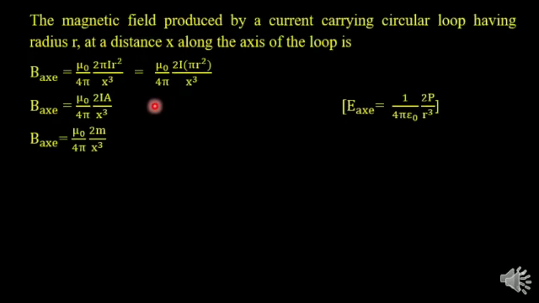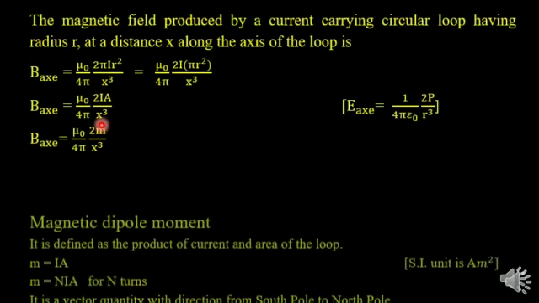Since a current carrying conductor behaves like a magnetic dipole, this is the expression for the magnetic field at a point on the axial line of the magnetic dipole. So, we can compare this equation with the electric field at a point on the axial line of an electric dipole. Now, we can see that instead of electric dipole moment P, here it is magnetic dipole moment IA. We can take it as small letter m.